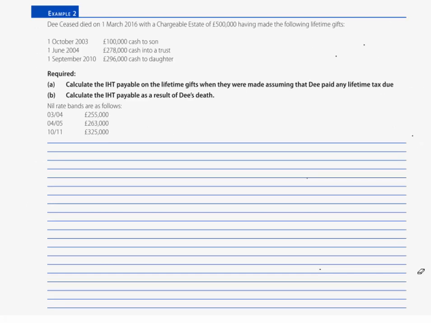Okay, so let's see how we get on, therefore, dealing with an example that includes one of these problem issues, a CLT made more than 7 years prior to the date of death. So here we go with example 2. What are we required to do? Part A of the problem, calculate the IHT payable on the lifetime gifts when they were made. Now, IHT payable on lifetime gifts when they're made means CLTs, and therefore just transfers into trusts, assuming that D paid any lifetime tax due. What does that mean? It means that any CLT was a net transfer.